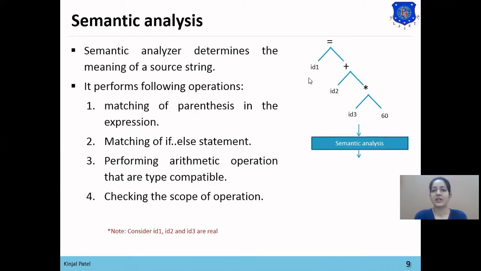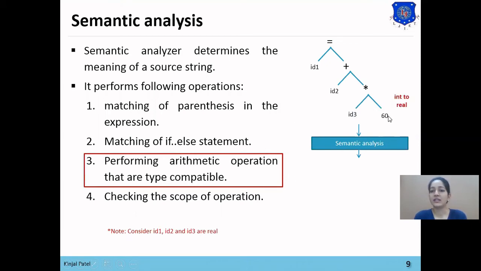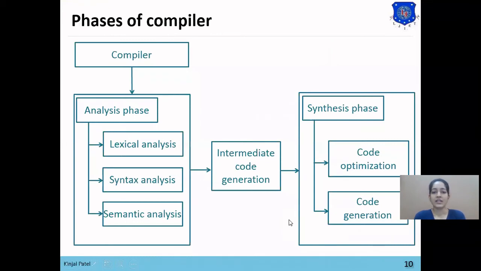So in this example, consider that ID1, ID2 and ID3 are real type. So we need to convert 60, which is integer type, into real. So we need to perform integer to real typecasting. So semantic analysis will perform typecasting and will convert this 60 into real. And our parse tree will be like this: ID1 equals to ID2 plus ID3 multiply with integer to real 60. Now this parse tree will be passed to the next phase, which is intermediate code generation.